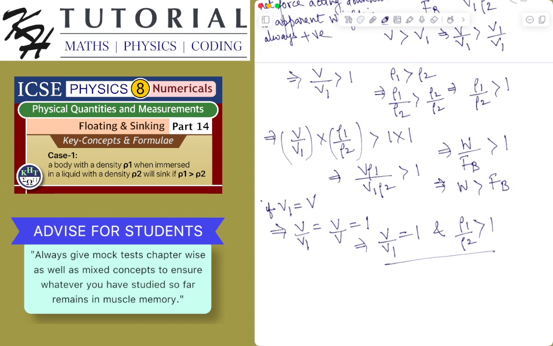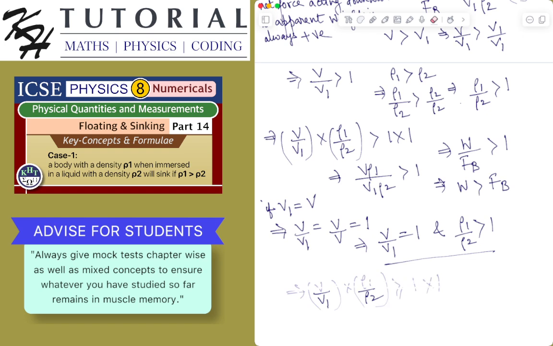These two facts, if I multiply, I will get V by V1 multiplied by rho 1 by rho 2. This should be greater than or equal to 1 multiplied by 1. Why greater than or equal to? Since rho 1 by rho 2 is greater than 1, and when V1 is equal to V, then V by V1 is equal to 1.